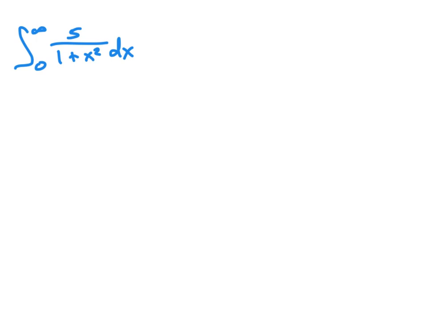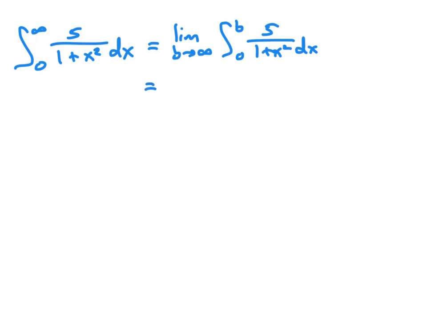So let's start by computing the integral from 0 to infinity of 5 over 1 plus x squared. Because we have an infinite limit as our upper limit, we're going to take the limit as b goes to infinity of the integral from 0 to b of our function 5 over 1 plus x squared. And we know how to find our antiderivative. We already have that. So this is going to be the limit as b goes to infinity of 5 times the arctangent of x, evaluated from 0 to b.